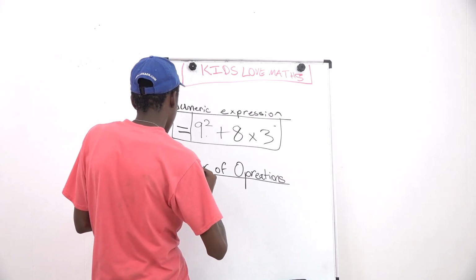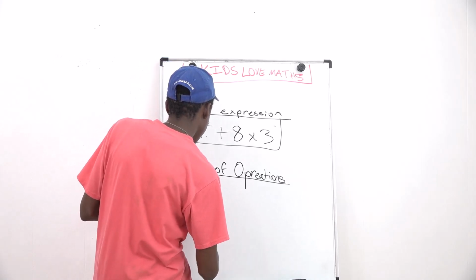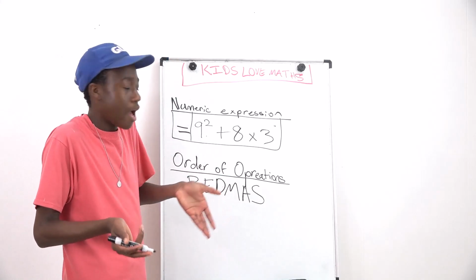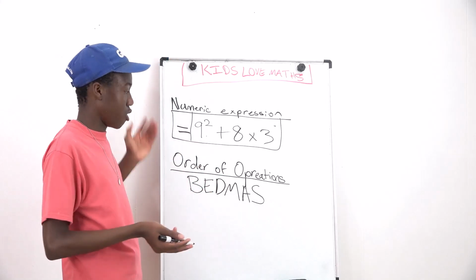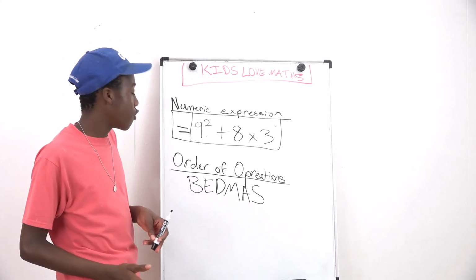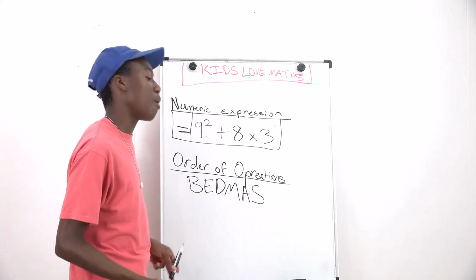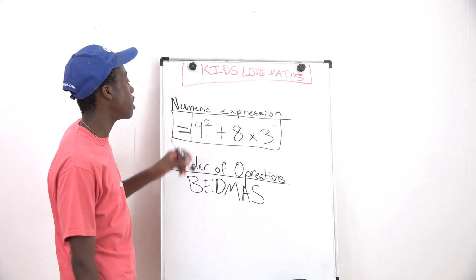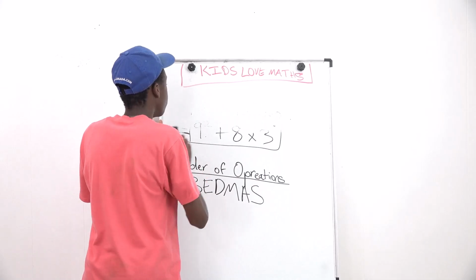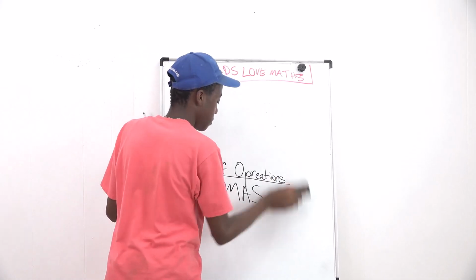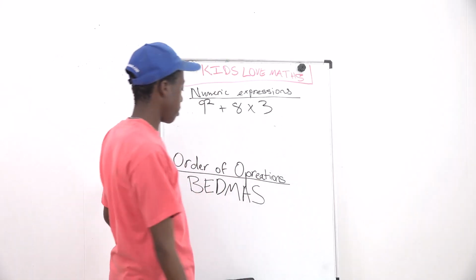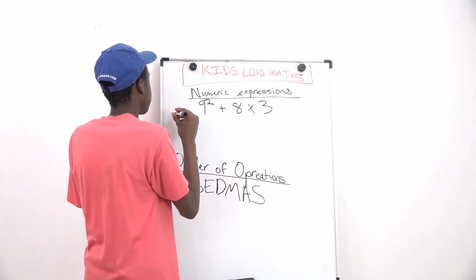There's what we call order of operations, BEDMAS. You might be thinking, what does BEDMAS have to do with order of operations or numeric expressions? But it's only a short form for the 6 math operations we use to help us in numeric expressions. So, let me just move this up a little bit. Okay, so starting with B.